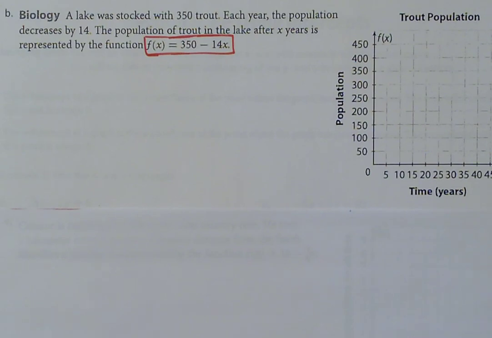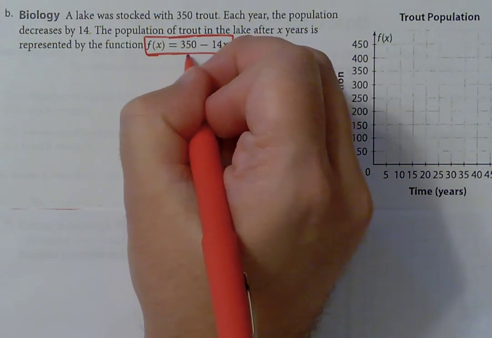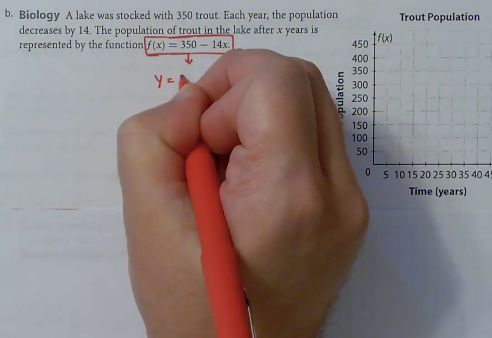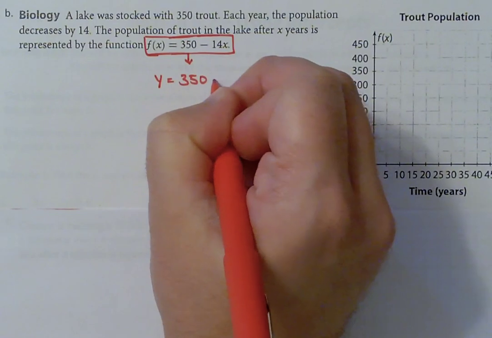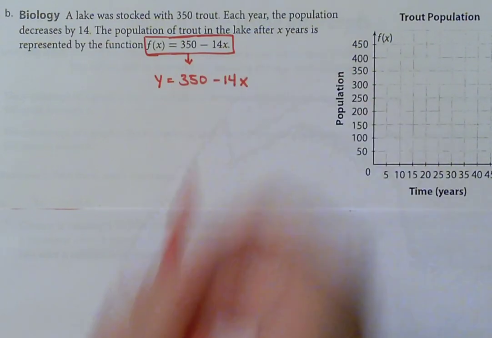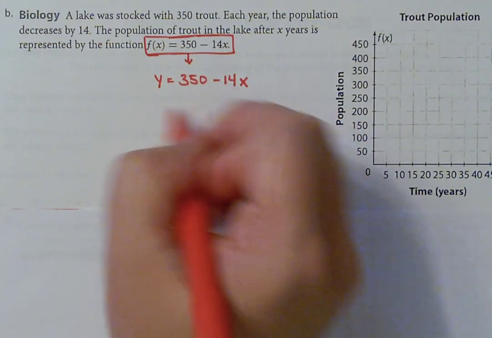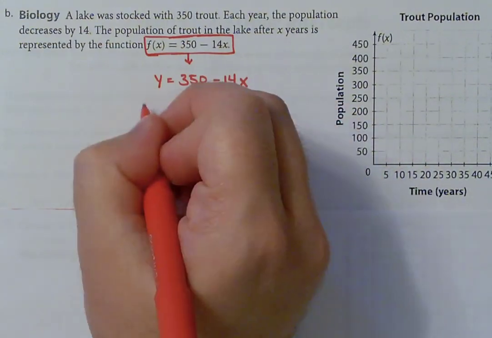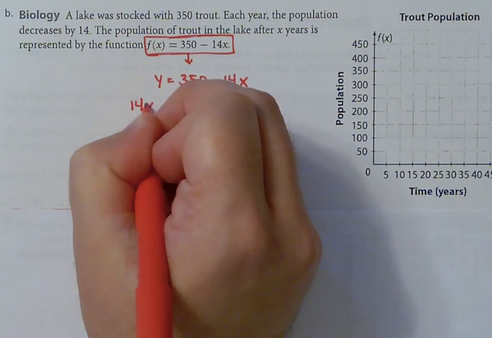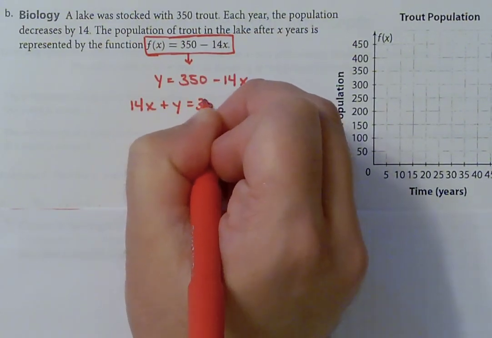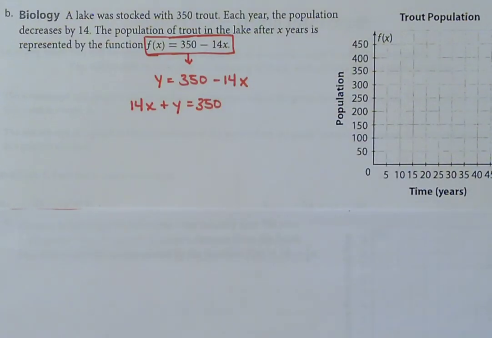Now, like I said with example 2a, we first need to go through and transform this into standard form. So the first step is to change my f of x to y. So it's going to be y equals 350 minus 14x. And then I'm going to add my 14x over to put it in standard form. So I have 14x plus y equals 350.